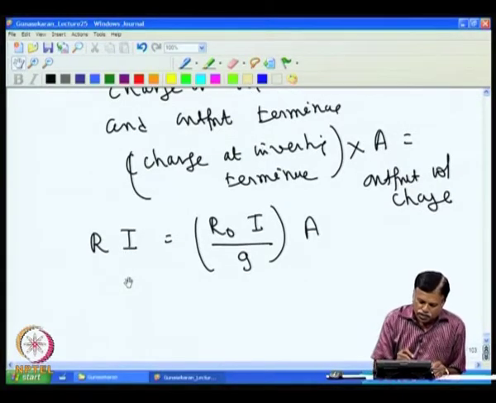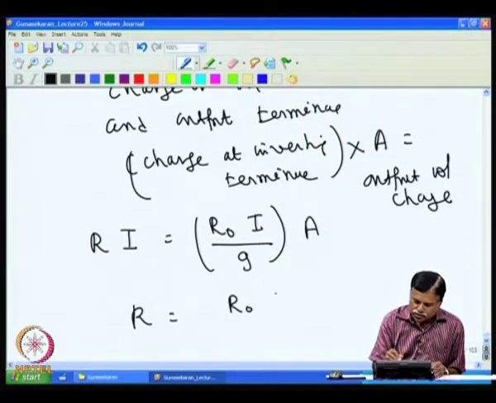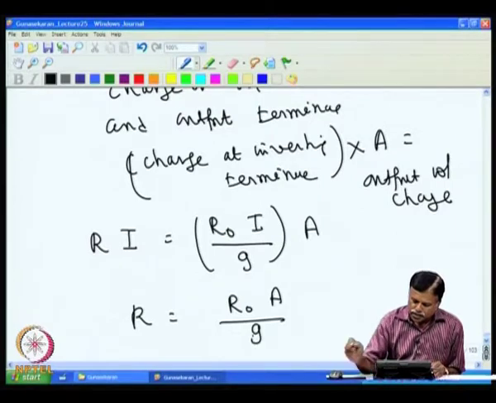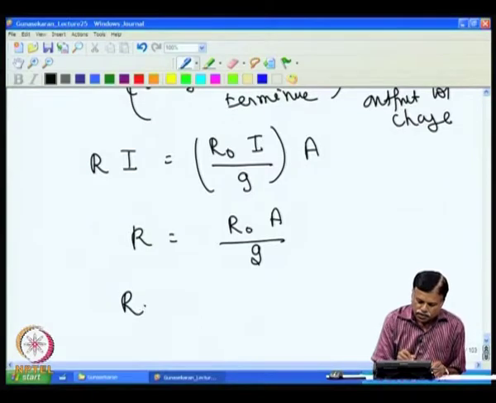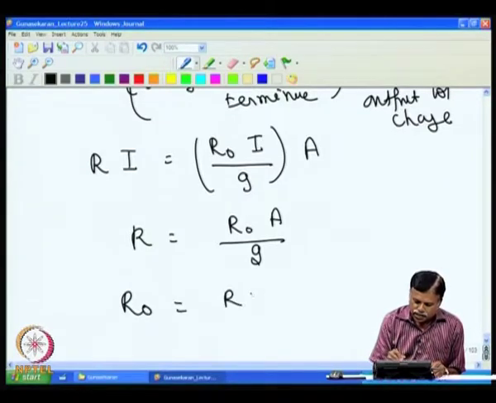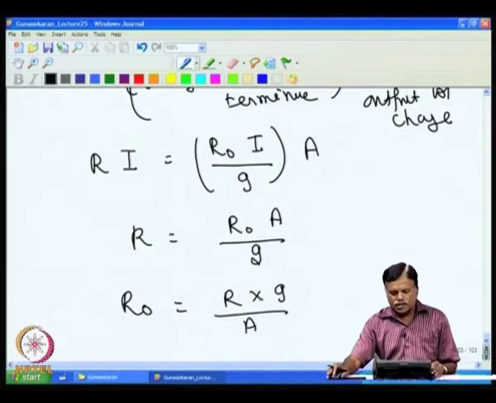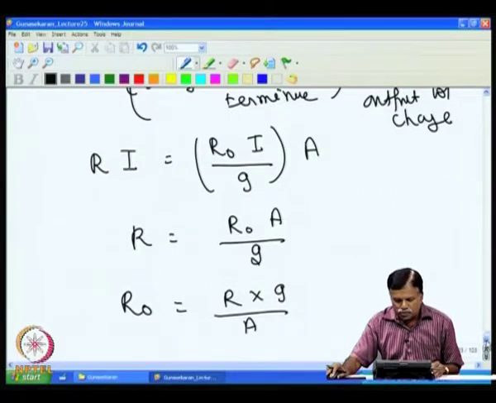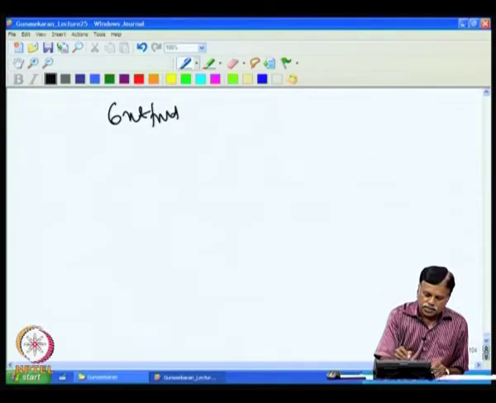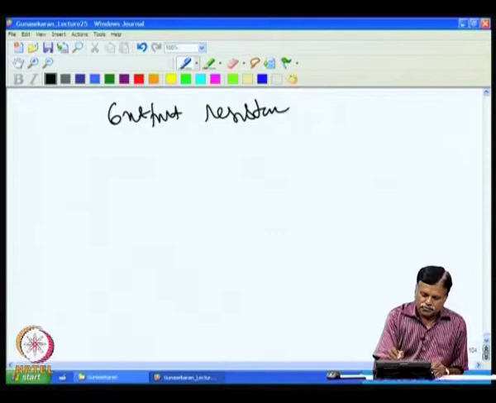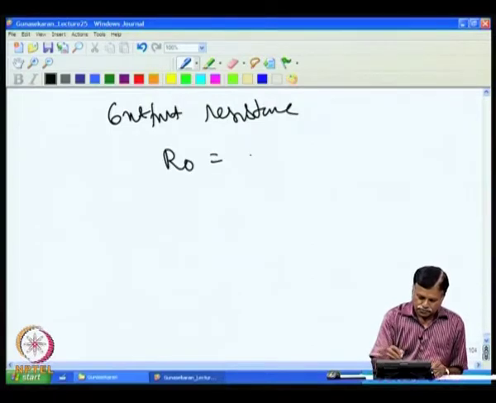Now, if we remove I, you will get R actually coming as R0 A by G, where R0 is the internal resistance. If I rearrange this, R comes as R0 into G by A. So, the output resistance is related to the closed loop gain and open loop gain: output resistance R naught equals R0 into G by A.